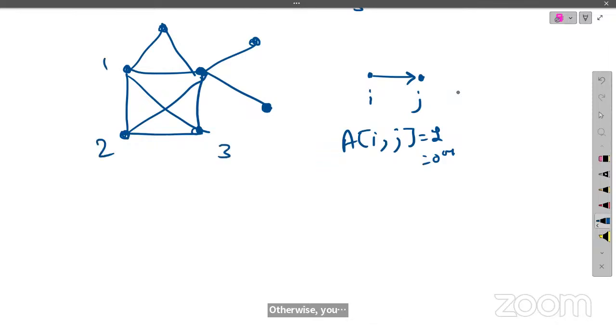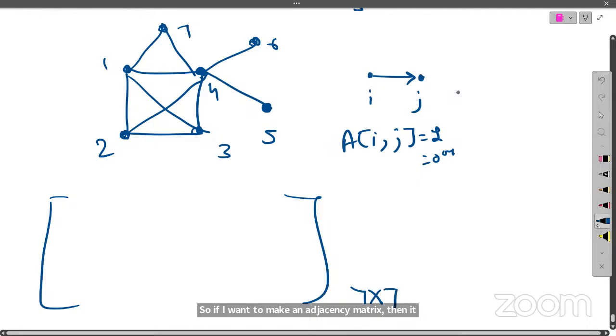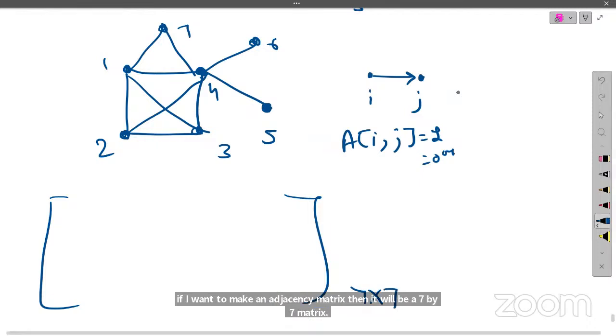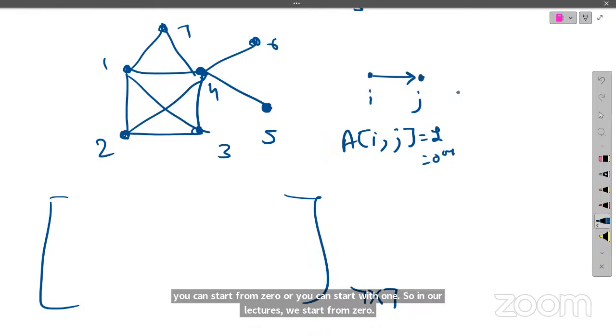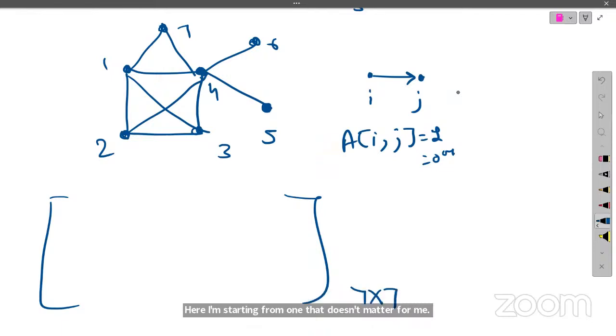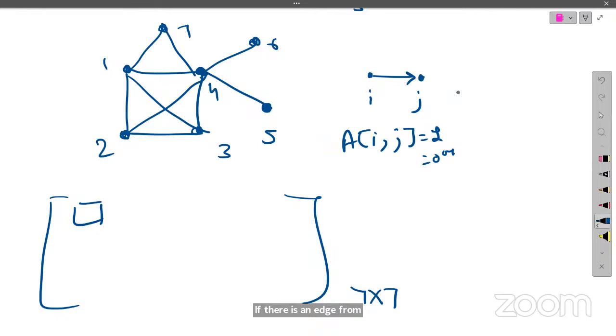So here are vertices 1, 2, 3, 4, 5, 6, 7. If I want to make an adjacency matrix, then it will be a 7 by 7 matrix because there are 7 vertices. Either you can start from 0 or you can start with 1. In our lectures, we start from 0. Here I'm starting from 1. That doesn't matter for me. The size will always be how many vertices there are. So let's take it 7 by 7. What will be the first entry? If there is an edge from 1 to 1, then I'll take the entry to be 1, otherwise 0. But we know that we are not considering self loops. That's why the entry will be 0.